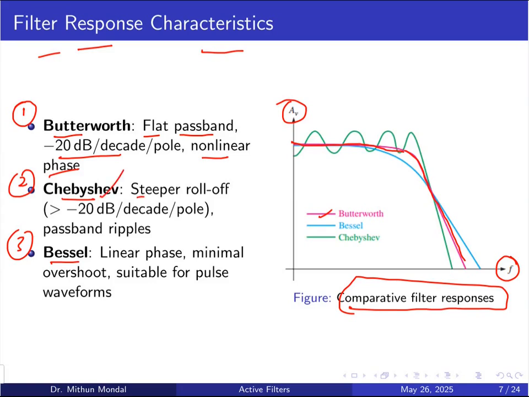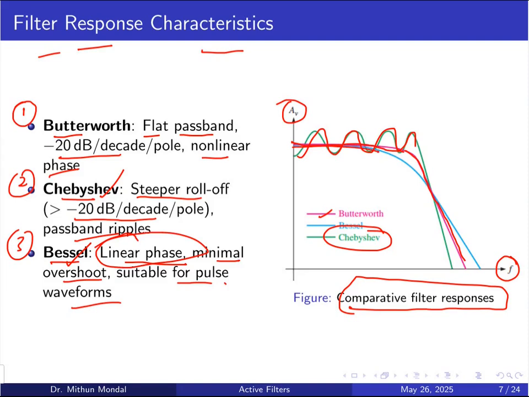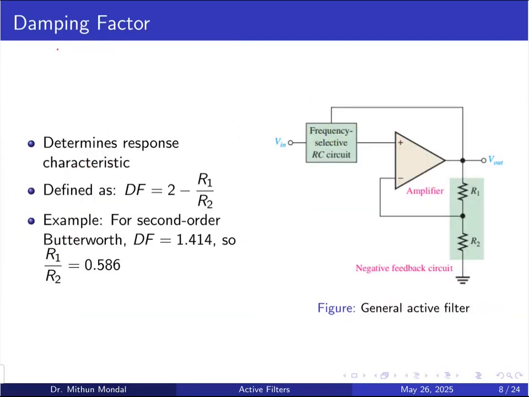Chebyshev filter response will have a steeper roll-off greater than minus 20 decibel per decade per pole, and it will have pass band ripples. So when we discuss the Chebyshev, you will be having certain ripples in the response. Bessel on the other hand will have a linear phase and minimal overshoot, and is suitable for pulse waveforms. So wherever we need to handle a pulse waveform, we can go with the Bessel because it has a linear phase response.